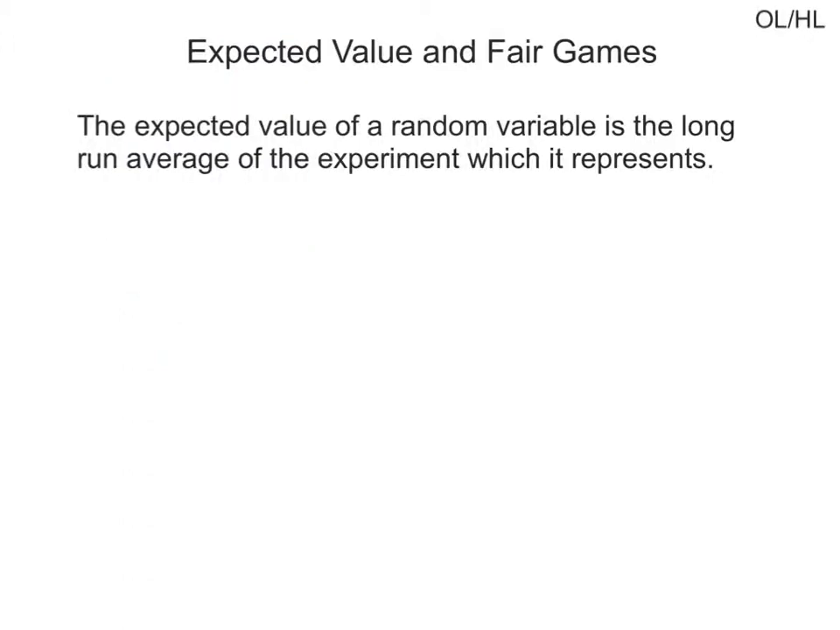What is expected value? The expected value of a random variable is the long-run average of the experiment it represents. For example, the expected value of a 6-sided die roll is 3.5, i.e., if we add up all our die rolls and divide by the number of rolls, this would give us 3.5. The expected value does not need to be one of the outcomes of the experiment. As we know, it is impossible to roll 3.5 on a die.